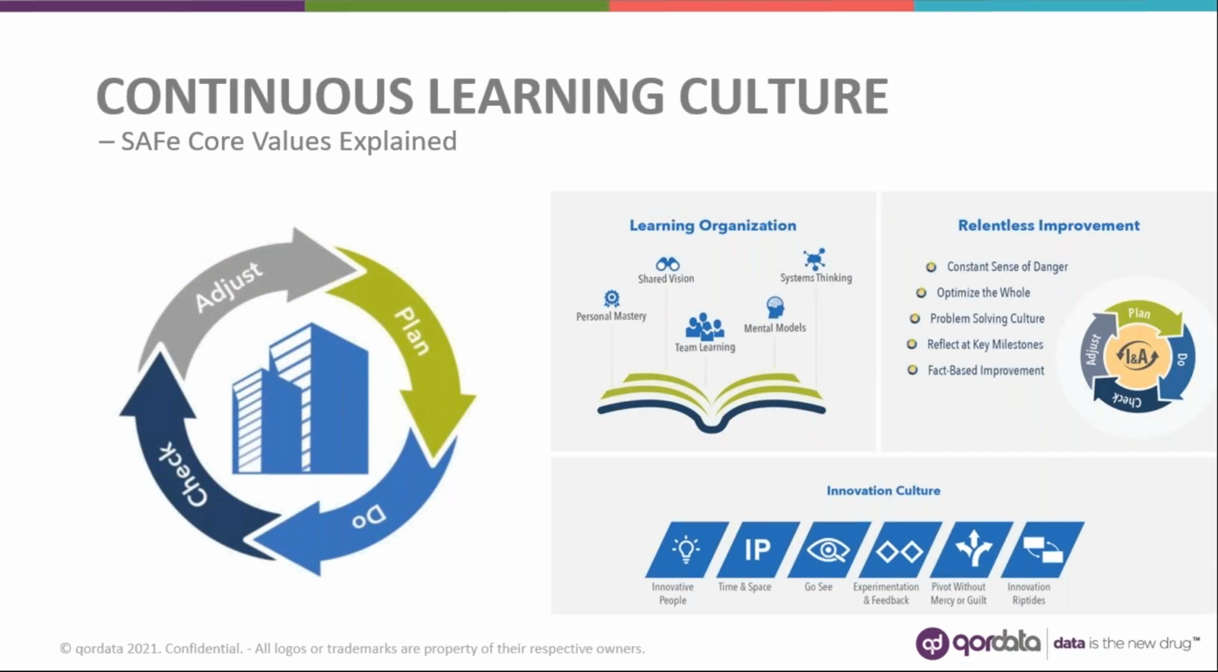Continuous learning culture basically describes a set of values and practices that encourages individuals and the enterprise as a whole to continuously increase knowledge, competence, performance, and innovation. This is achieved by becoming a learning organization, committing to relentless improvement, and promoting a culture of innovation. Continuous learning culture drives a culture of innovation and relentless improvement till enterprises become learning organizations.